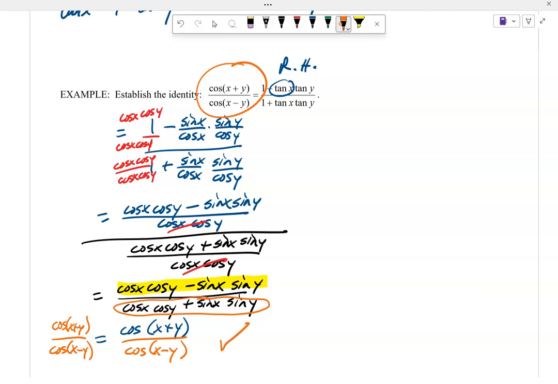And we just established the identity, again, using some different formulas. So this is just more tools in your toolbox to help you with establishing identities.